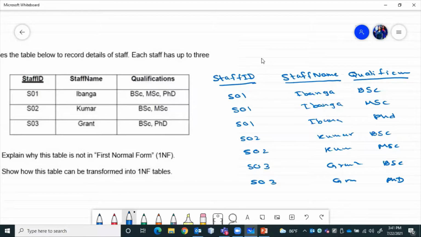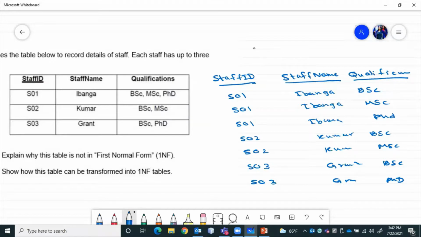If you get a question like this, you're supposed to underline the primary keys. Please make sure to underline all three attributes as the primary key, because the entire thing together is unique. See, S01, Ibanga, BSc, it's unique. Separately, these attributes are not unique. So you are getting a mark for this as well.